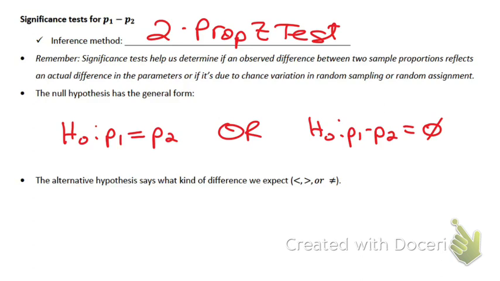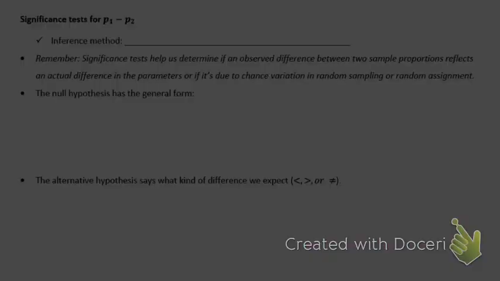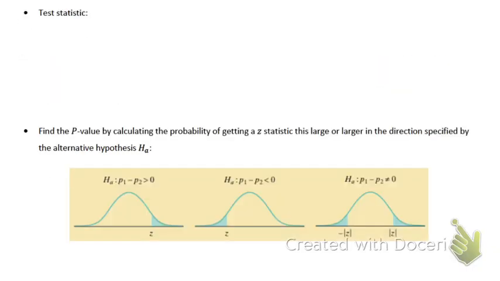The alternative will depend on what your suspicion is. Do you think that population 1 has a bigger proportion than population 2, smaller proportion, or that they're just not equal? Okay, the z-test statistic, I'm not going to rewrite the formula. You guys saw it on the front, so you could say see front right there.